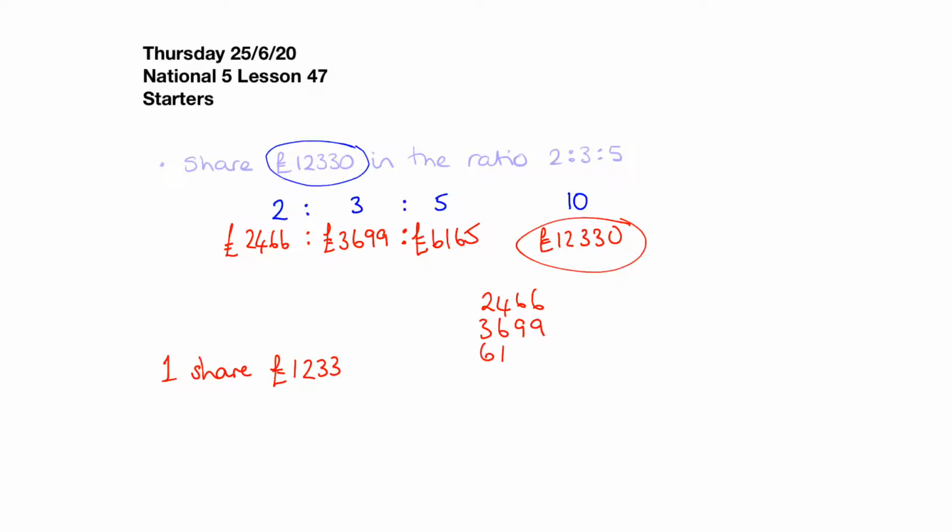If we want to check, we can do a double check to get it right by adding up 2,466, 3,699 and 6,165. And when we add all that up, we do see that we get 12,330. So that means that we're correct.